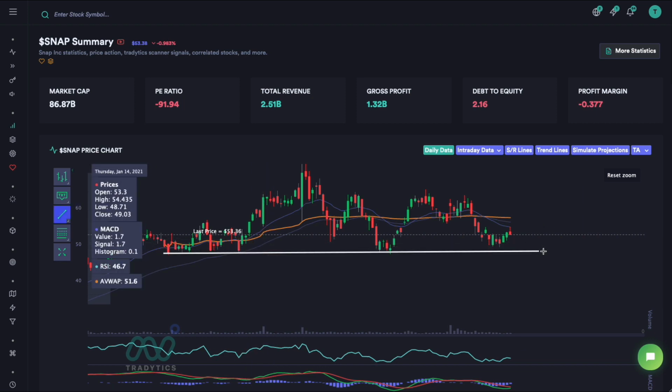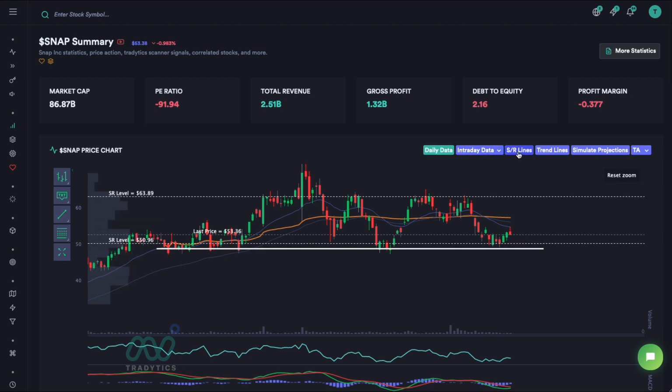So first, this is a very good support level. Let me see if the algorithm draws it. The algorithm draws it. Okay. So this has sort of acted as a support level here. So that's the first good sign that maybe calls could be a play here.